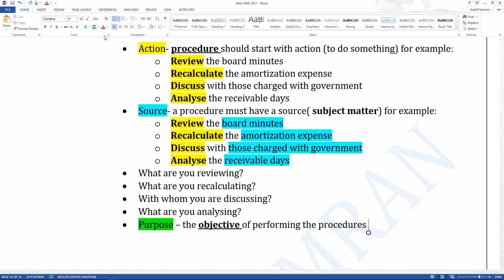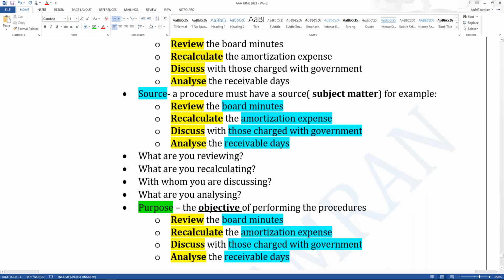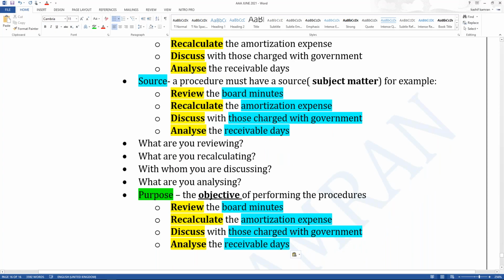Now, if I just copy my list from up again, and put my list here, how many marks am I getting? Review the board minutes: I have an A, I have an S. Recalculate the amortization expense: I have an A, I have an S. Discuss with those charged with governance: I have an A, I have an S. Analyze the receivable days: I have an A, I have an S. Am I getting 1 mark or half a mark? I'm getting half a mark, right? So should I write the purpose?